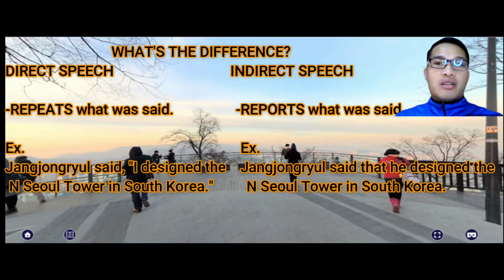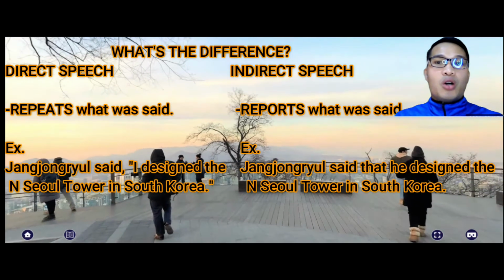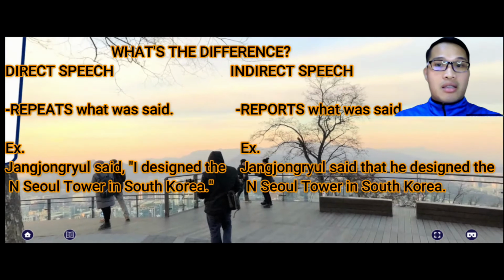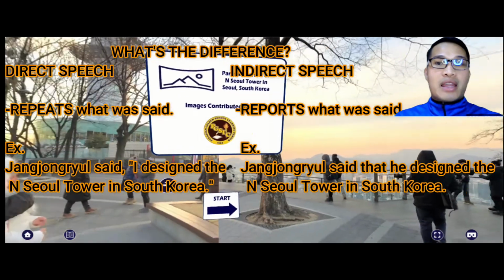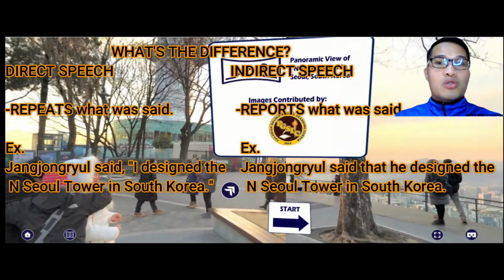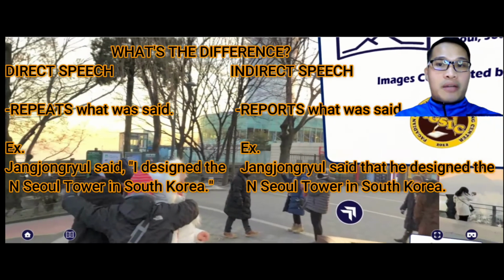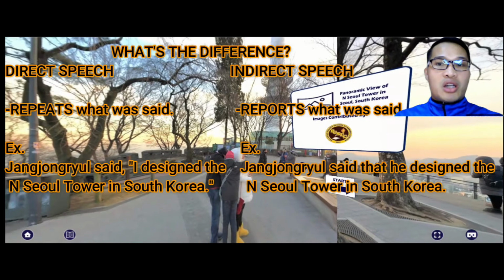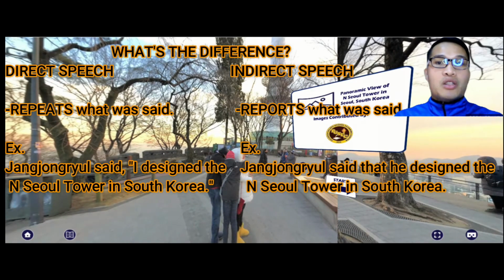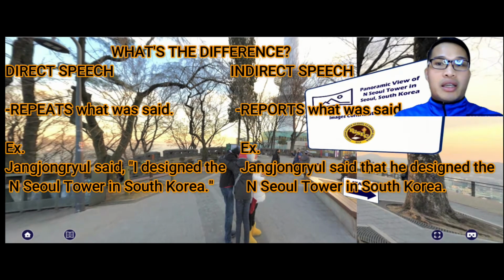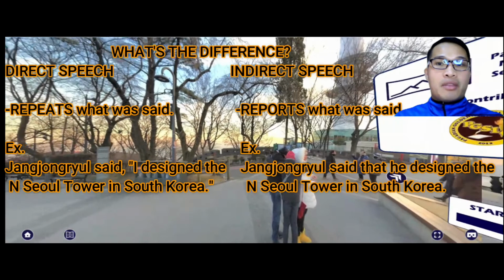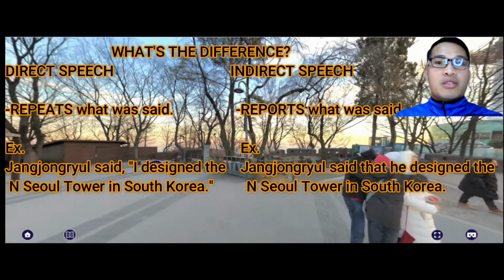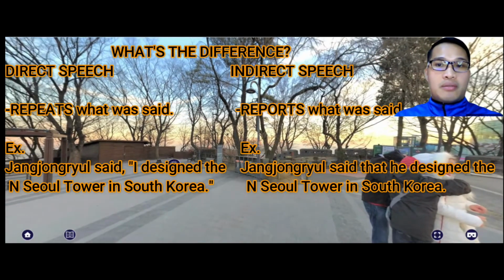On the other hand, indirect speech only reports what was said. Take a look at the example here. Jang Kyung-ryul said that he designed the Seoul Tower in South Korea. Notice the omission of the comma. Notice the omission of the quotation mark and the placing of the word that after the word said. Thus, these are the marks of an indirect speech.